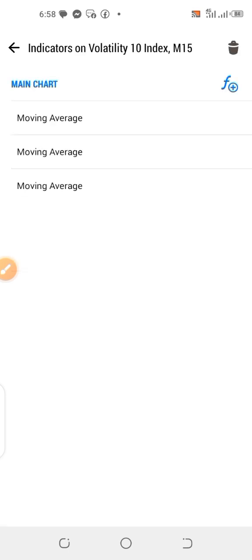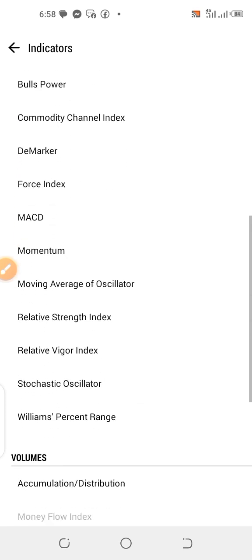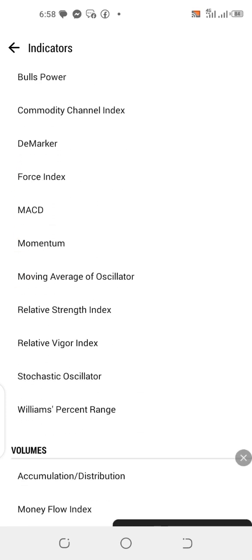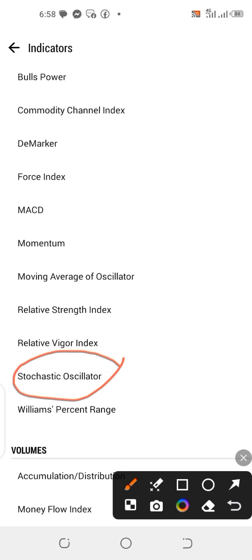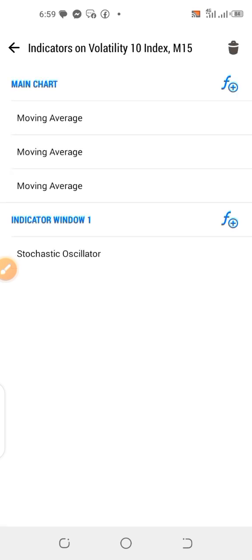So let's add the window one indicator that we are using with this price action. The indicator we are using again here is our stochastic oscillator. Here is our stochastic oscillator. We have to click it, guys. What I am using is the default settings in this one, guys. Just put the default settings, color, everything that you see there. That's what you are going to use. Then you click save. Let's go back to our chart.